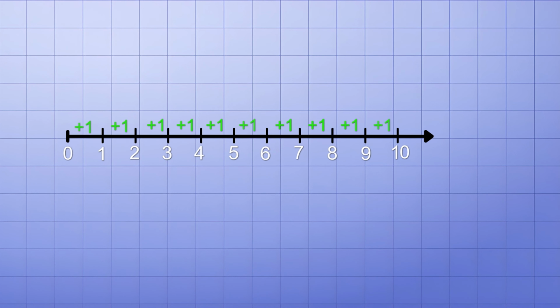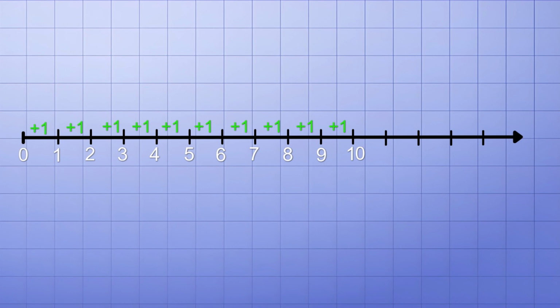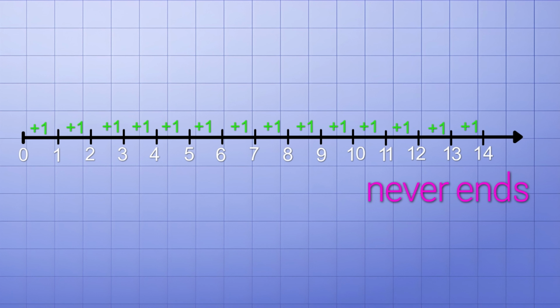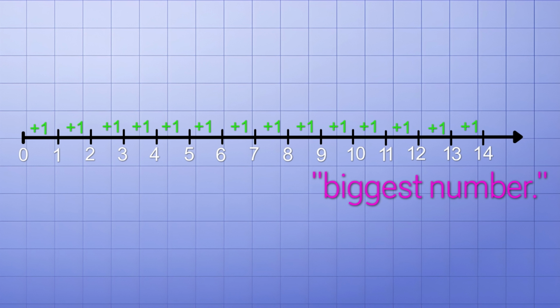Even though this number line ends at 10, we could easily make it longer. For example, 9 plus 1 equals 10. 10 plus 1 equals 11. 11 plus 1 equals 12. And the pattern keeps going. The number line never really ends because there's no such thing as the biggest number. No matter how large the number is, you can always add 1 to get an even larger one.